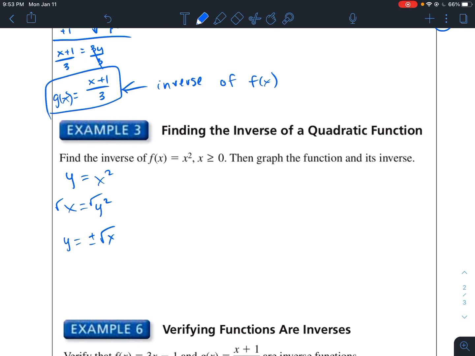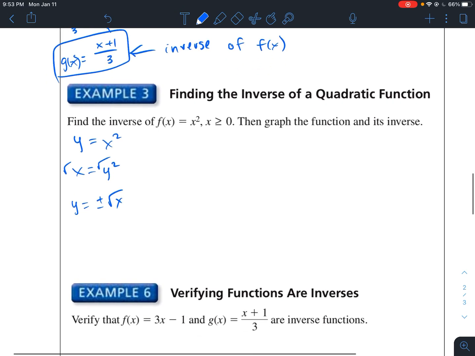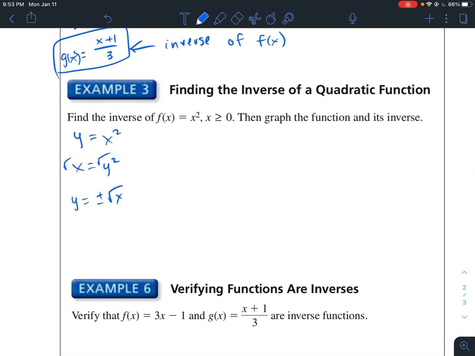Now I think we talked about this a little bit in 4.3, maybe just a tiny little bit, not by much if we did. But yeah, if we were to graph this, remember that this is two different ones, right? So this is like saying y is equal to the square root of x and y is equal to negative square root of x. Okay?